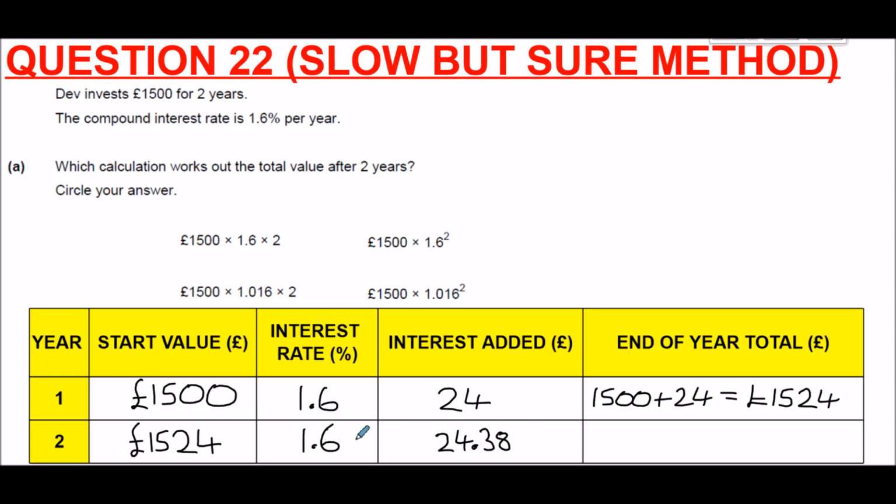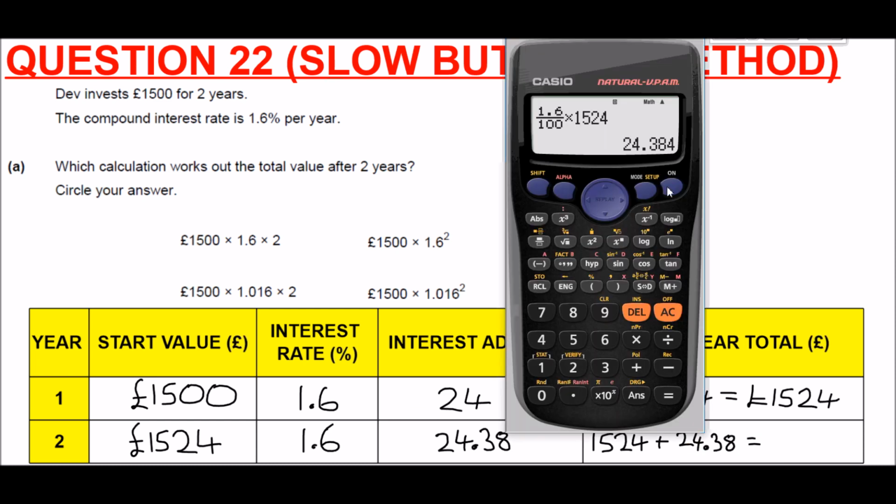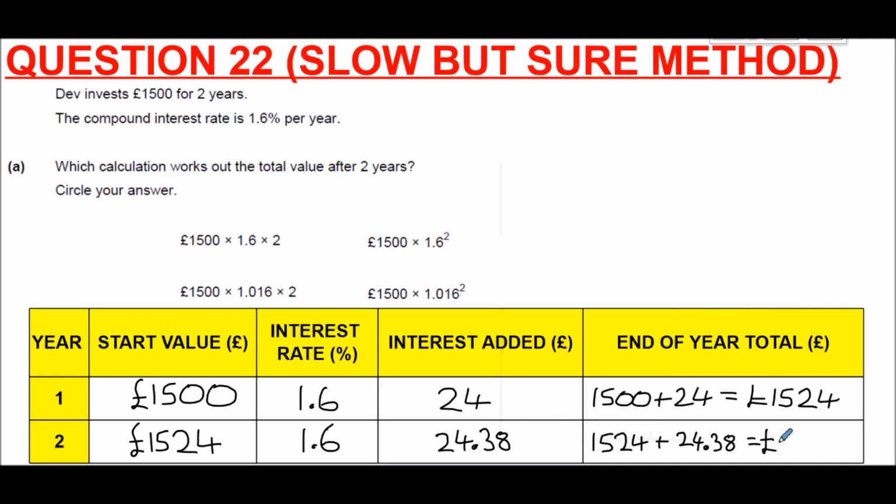And so this total now for the end of year 2 will be 1,524 plus £24.38. So if we just work this out on a calculator, that's the interest plus 1,524, which we began year 2 with, we get £1,548.38. There is a more direct, quick way of doing it, which I'll show you later, but bear with me for now.